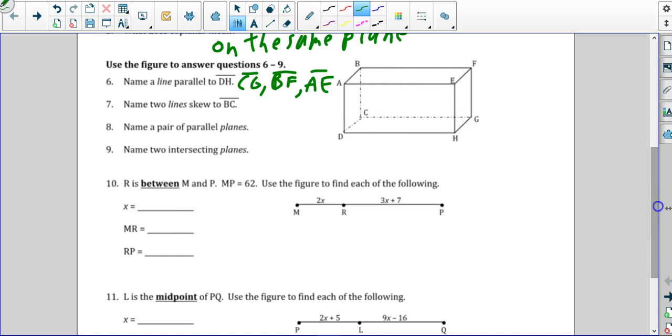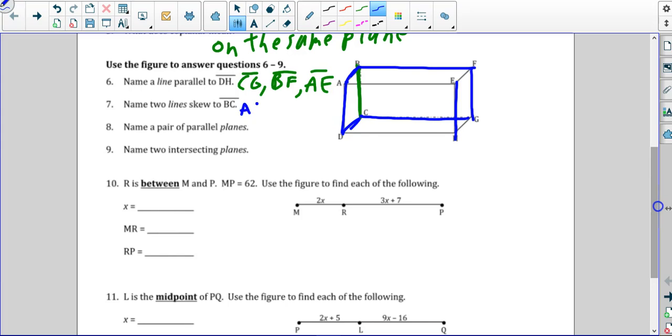Name 2 lines that are skewed to BC. So what I suggest you do is mark all the lines that aren't skewed. In other words, all the ones, first off, that are parallel. So it can't be that, that, or that. Now I can't touch BC. So it can't be this one, or this one, or this one, or this one, because those are touching. So that only leaves me a few choices.